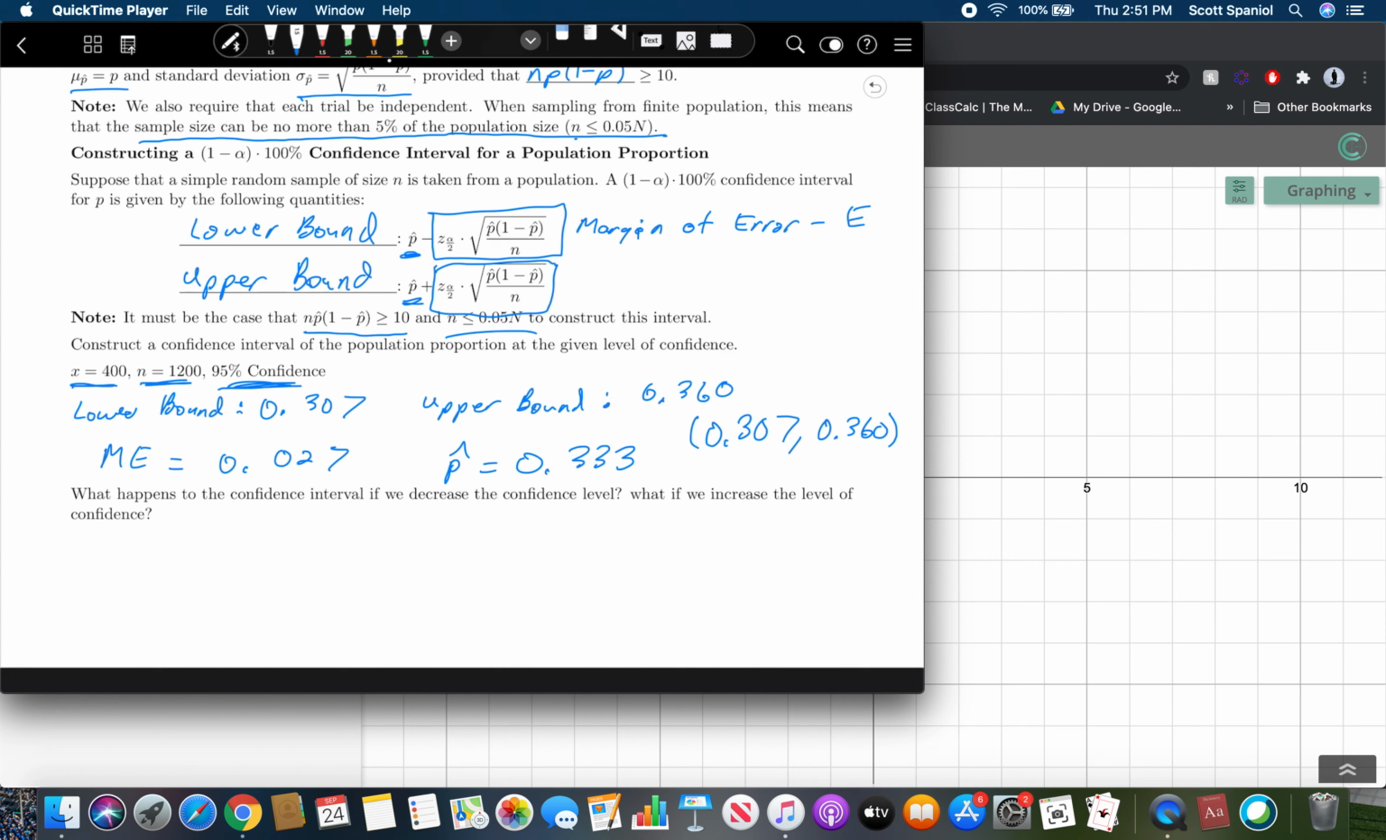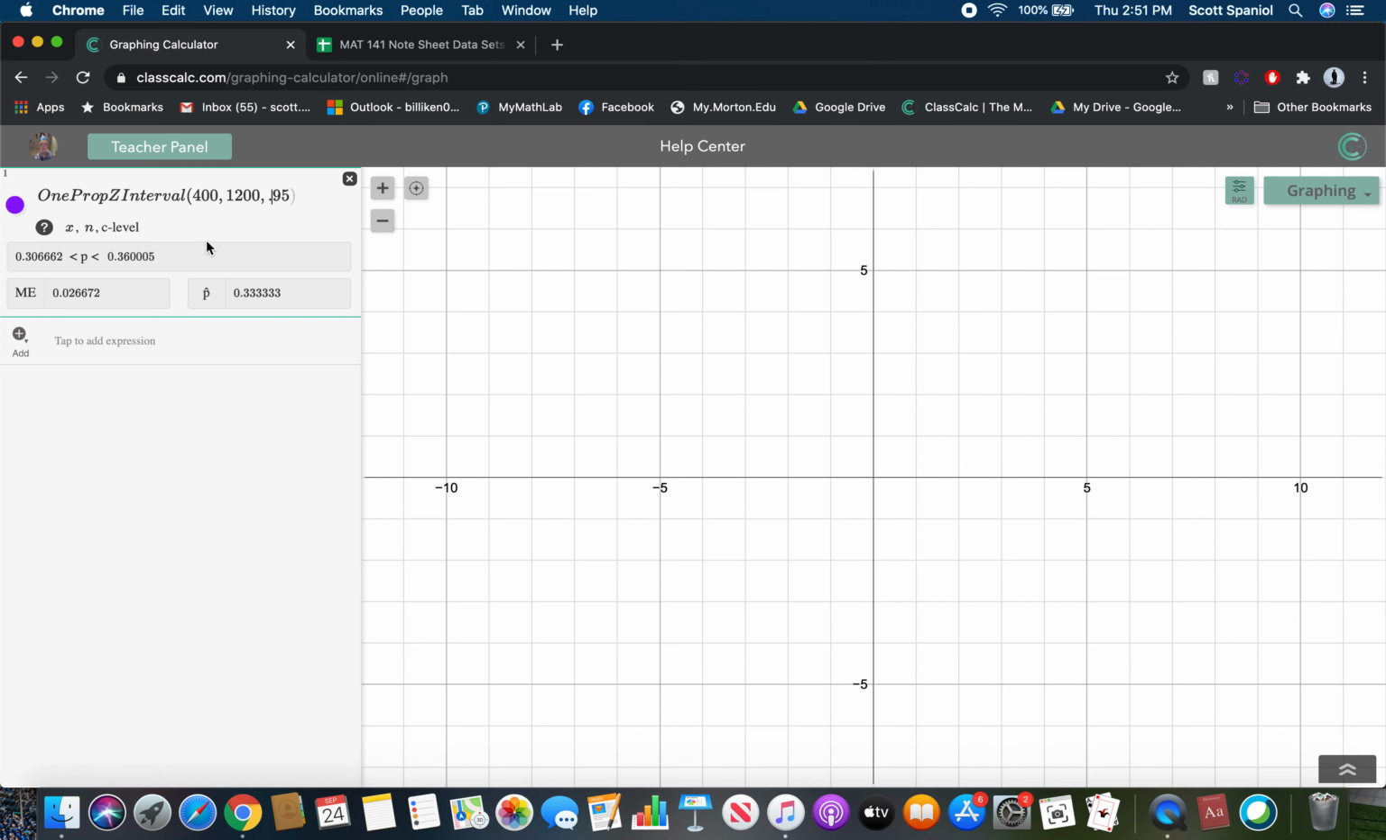Okay. Now, one of the interesting things we want to look at is, well, what happens to the confidence interval if we decrease the level of confidence and increase the level of confidence? So let's try decreasing this to 0.9, and let's see what happens. So if I'm less confident, notice now, a 90% confidence interval is 0.311 to 0.356. And then let's try a higher one. So let's try 99%.